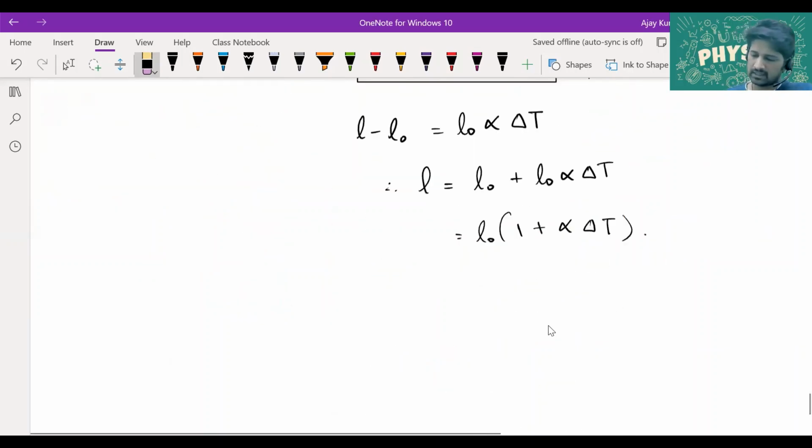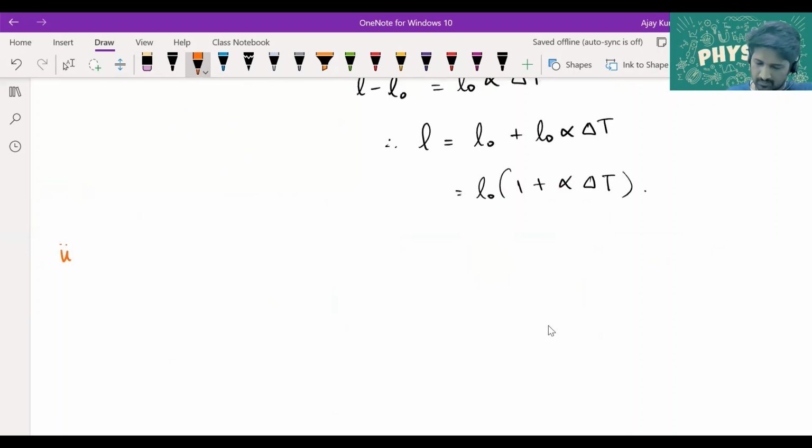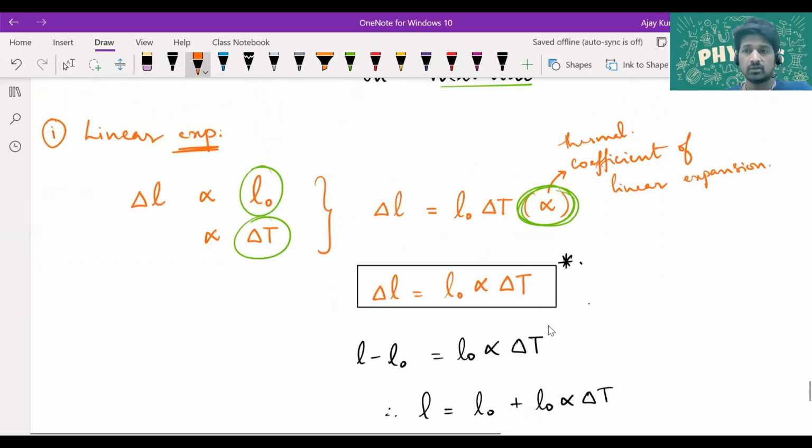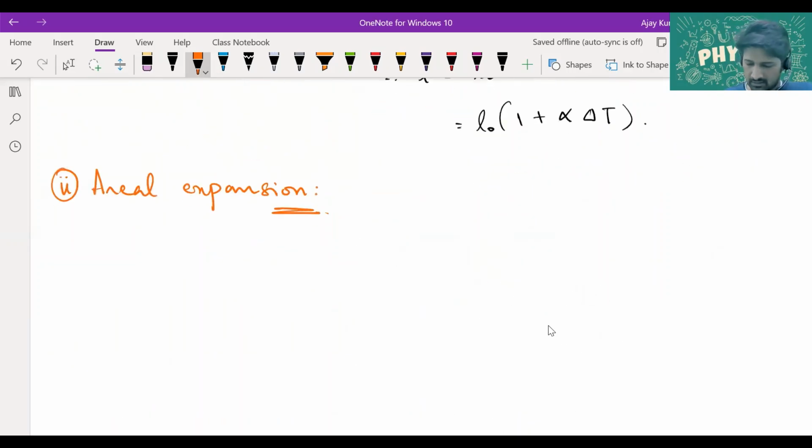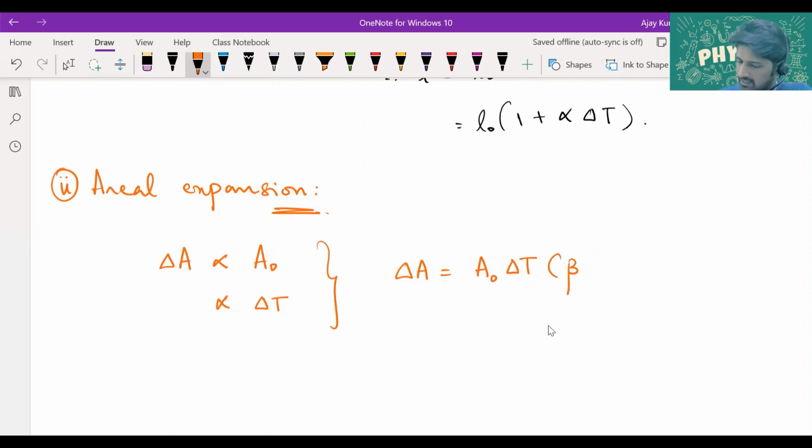Okay. Another kind of expansion is areal expansion. I should not actually say another kind of expansion. Another thing which expands, another quantity which expands is area. Okay. So if you want to find out how much the area is expanding, then change in area, obviously, as I said, it is proportional to initial dimensions. So it is proportional to initial area. It's proportional to change in temperature and it depends on the material. Put all this together. You get change in area is equal to initial area, temperature change, and the material factor.